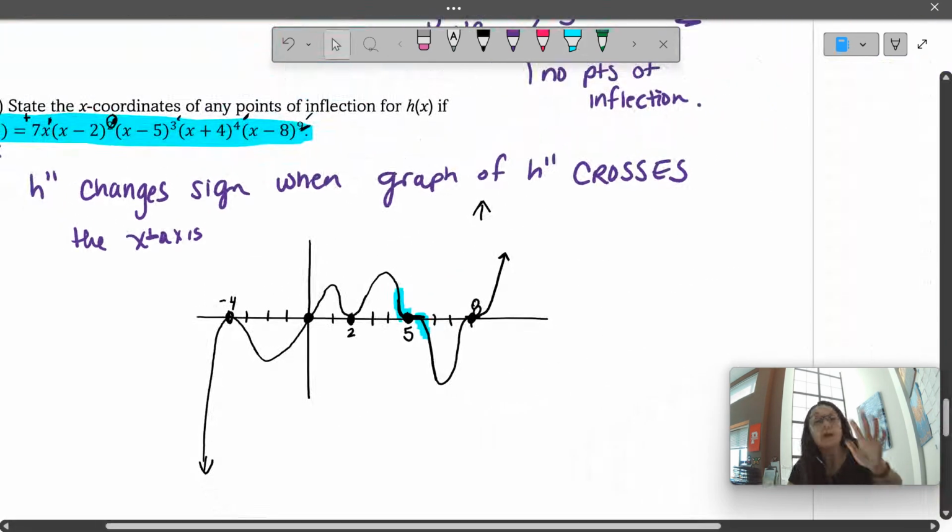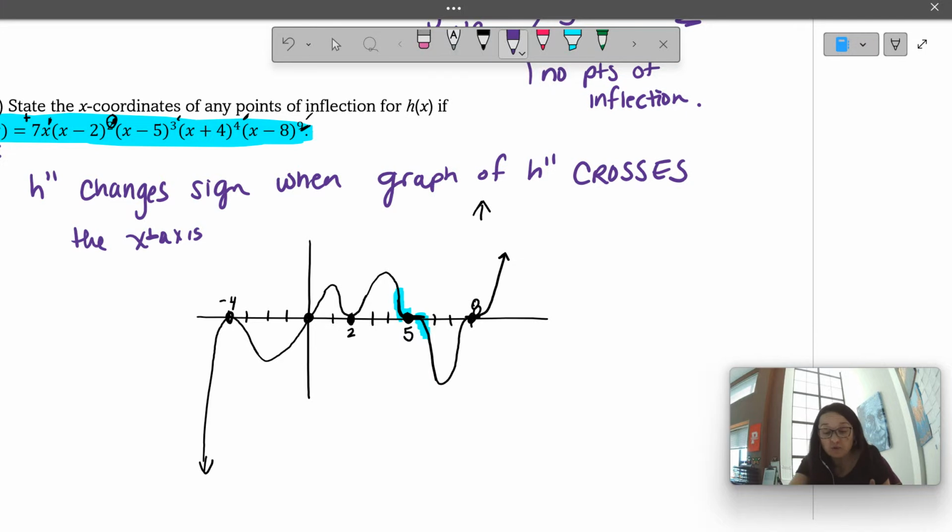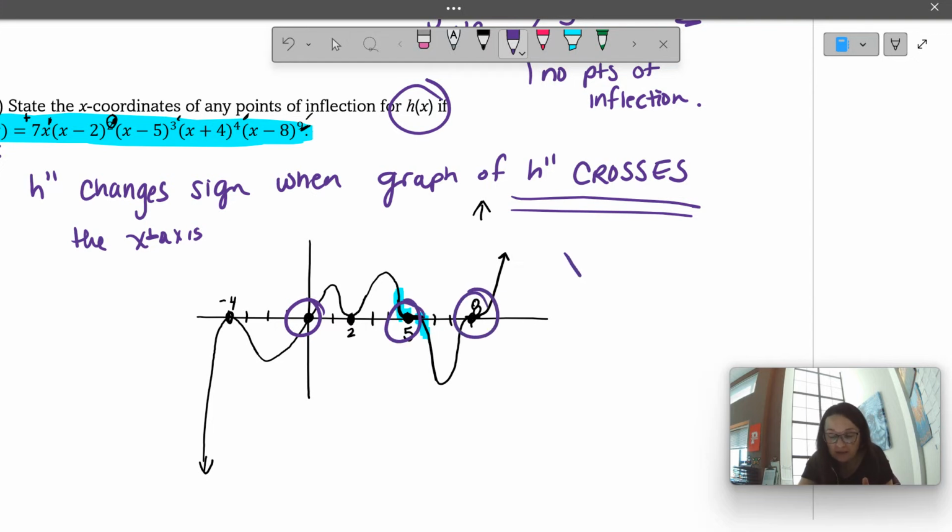Okay? But I digress. When do we have points of inflection? The whole question was, when do we have points of inflection for H? Well, H has points of inflection when H double prime crosses the x-axis, and that's going to be at 0, and at 5, and at 8.